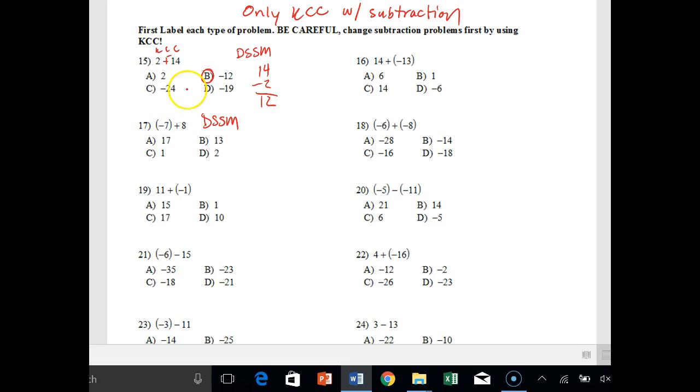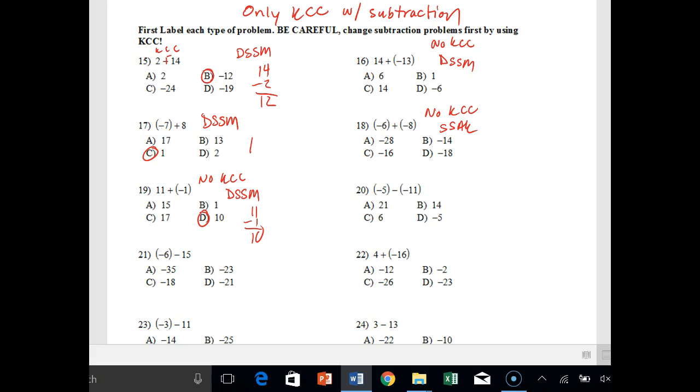So here would be just different signs, subtract: 8 minus 7, which is 1, and we have more positive, so it's C. So look at 16. Would I use KCC? No KCC, because it's an addition sign. This is just DSSM. It's just the same signs, add, keep. Number 19. Do I use KCC? No KCC. Right? It's DSSM. Different sign, subtract. 11 minus 1 is 10, because I have more positives.